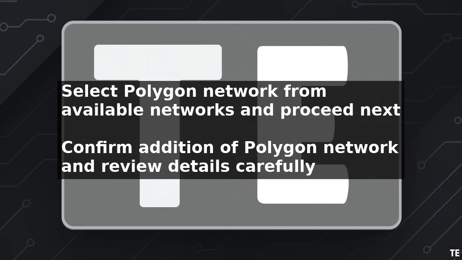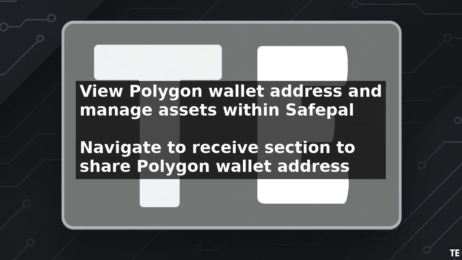Once you have added the Polygon network, you will be able to view your Polygon wallet address and manage your Polygon assets within the Safepal wallet. To receive Polygon assets, navigate to the Receive section of your Polygon wallet and share your Polygon wallet address with the sender. To send Polygon assets, navigate to the Send section of your Polygon wallet, enter the recipient's Polygon wallet address, and specify the amount you wish to send.